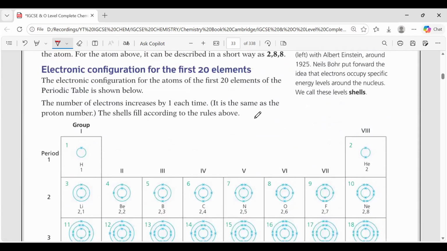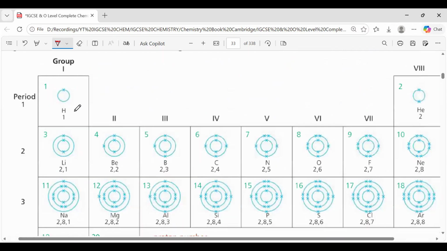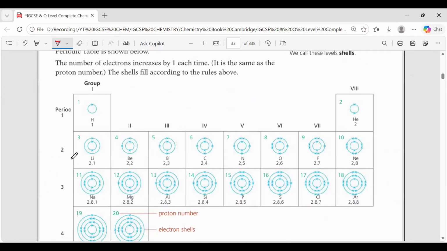Now they have mentioned the electronic configuration of 20 elements. Firstly, you see, this is group number 1. What was the common thing we discussed about the groups? That in the groups, the valence shell electrons are the same in number.